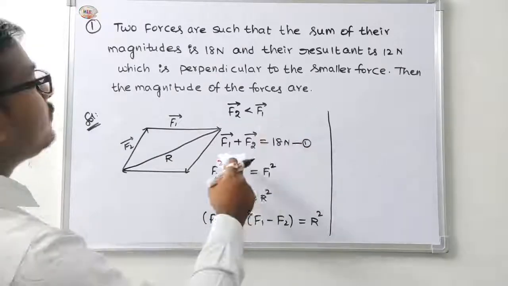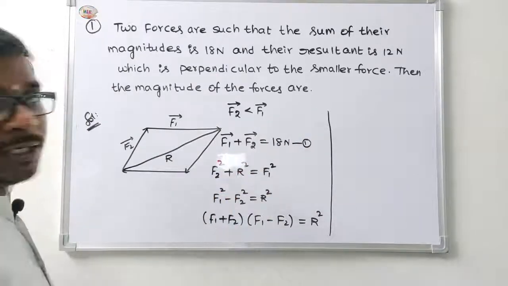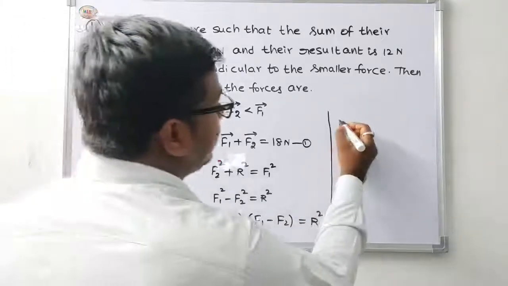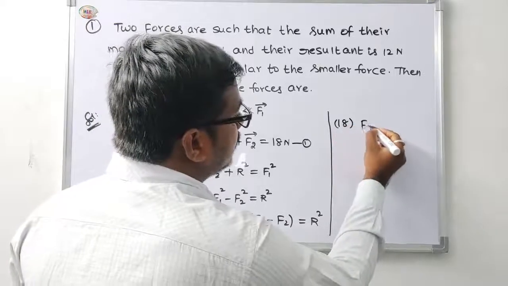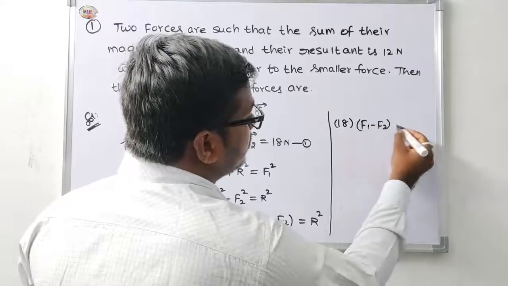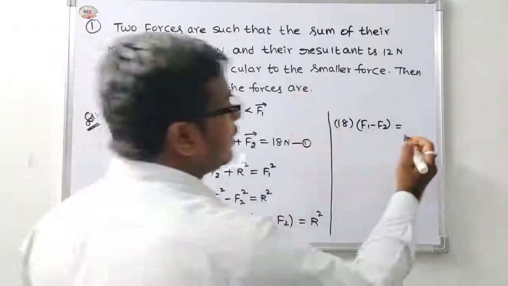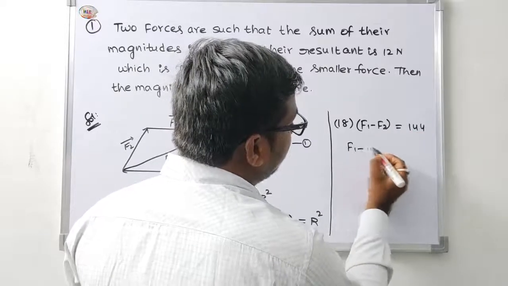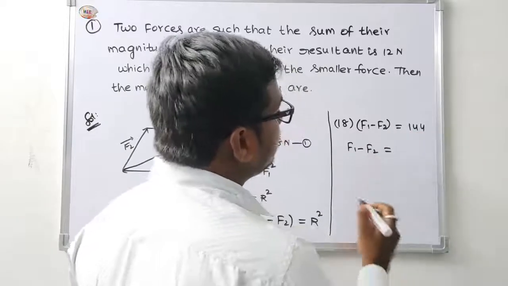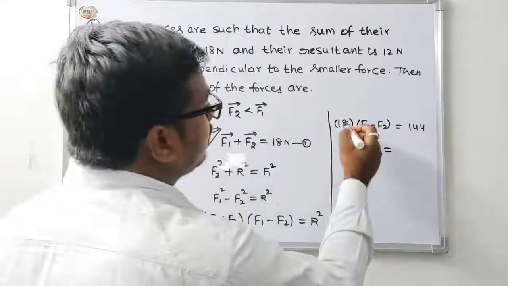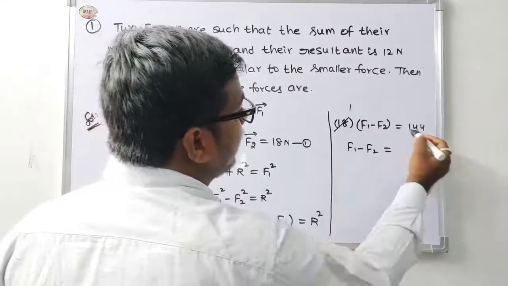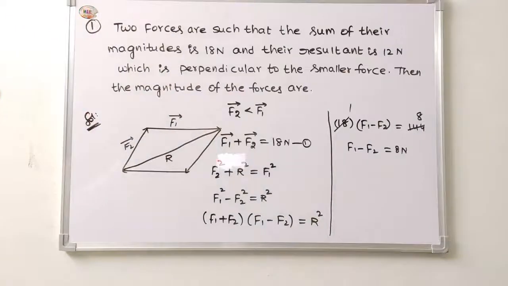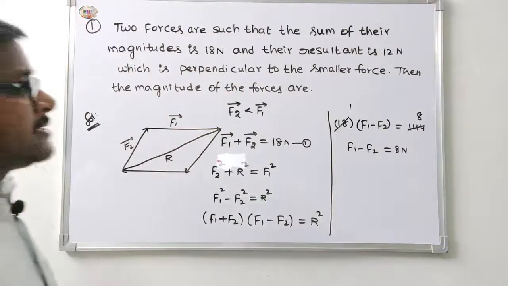The sum of the magnitudes of the two forces is equal to 18 Newton. So 18 into F1 minus F2 is equal to R square. The resultant is 12 Newton, 12 square is 144. F1 minus F2 is equal to 144 by 18, which is 8 Newton. So F1 minus F2 is equal to 8 Newton. This is equation number 2.